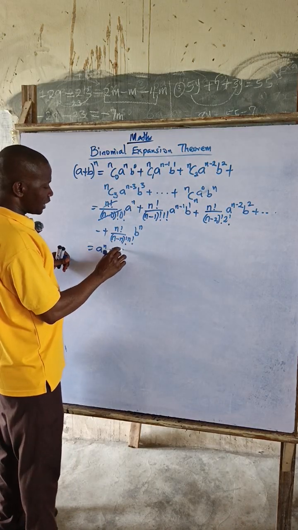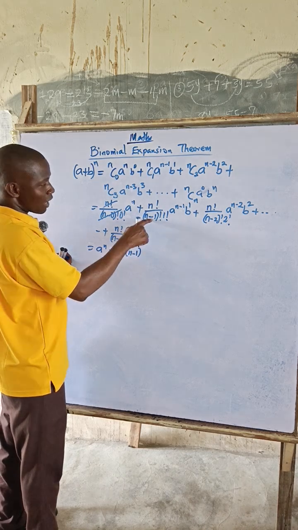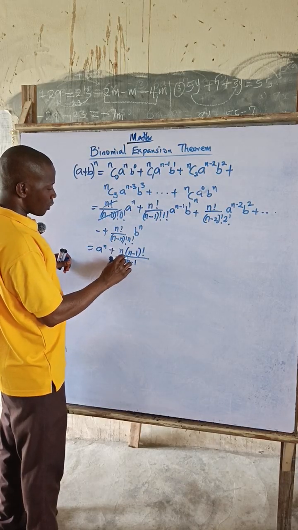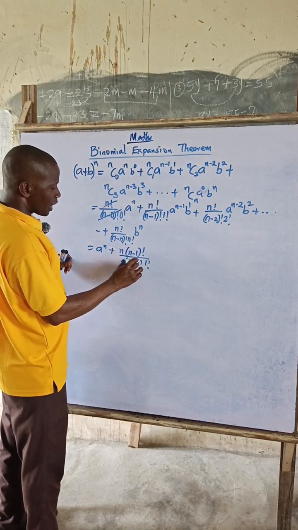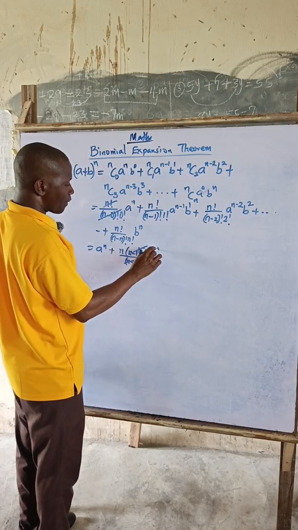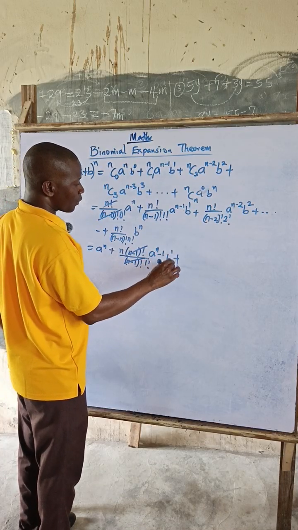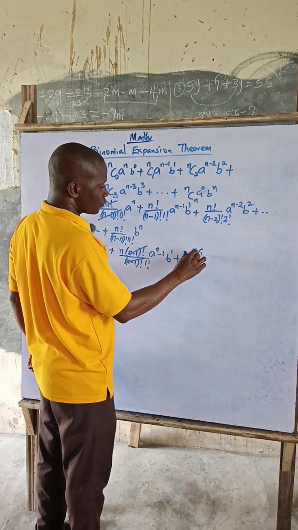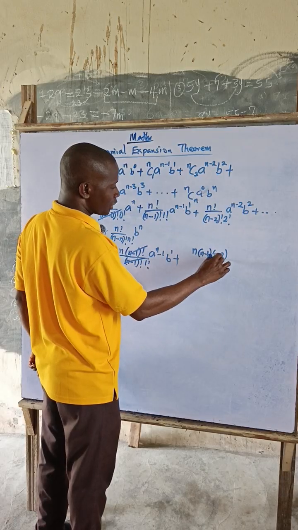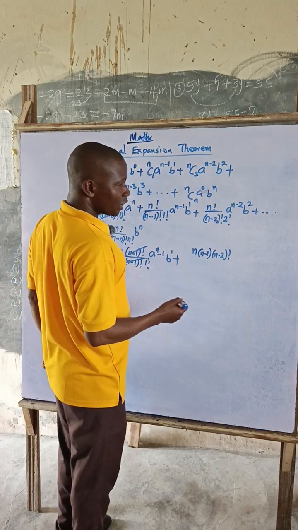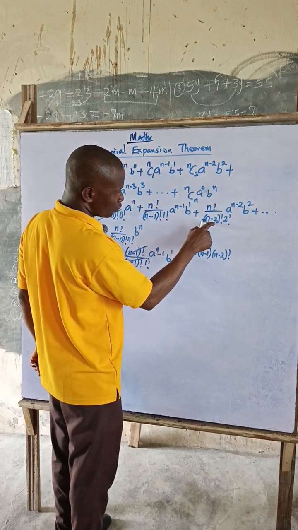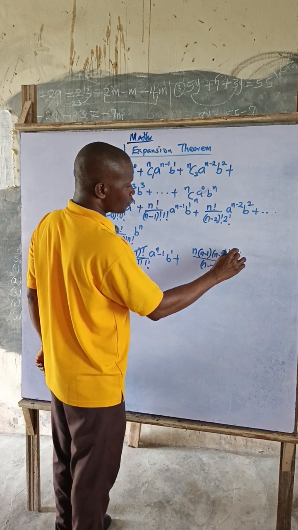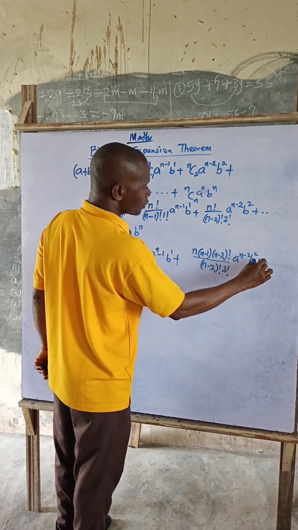So here we'll be having n, then the next will be n minus 1. Because we have n minus 1 factorial here, we are going to stop and put factorial there. Then divided by (n minus 1) factorial, then 1 factorial. This will cancel this. Then we have a raised to power n minus 1, b raised to power 1, plus n. Then we are going to expand this one to n minus 2. That is n into (n minus 1), then (n minus 2) factorial, because we have n minus 2 factorial here, we stop. Then divided by (n minus 2) factorial, 2 factorial, a raised to power n minus 2, b raised to power 2, plus.